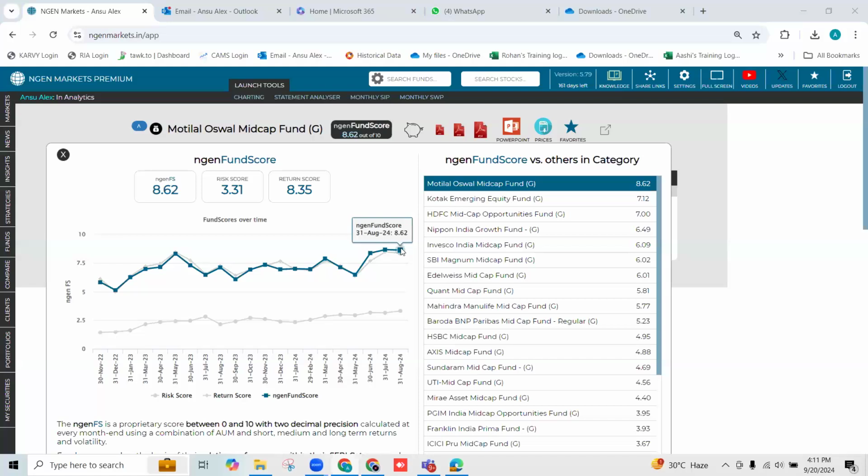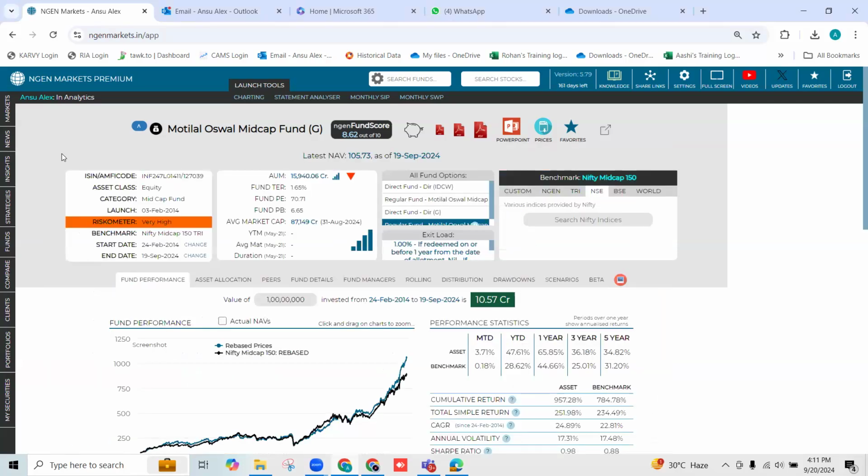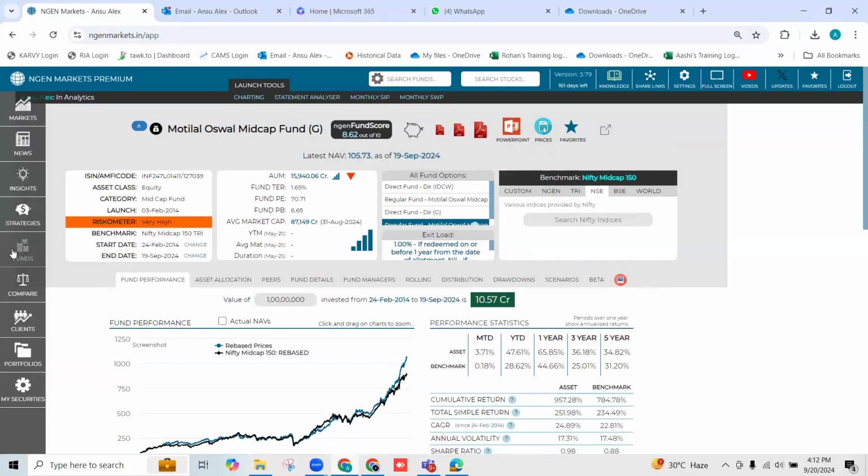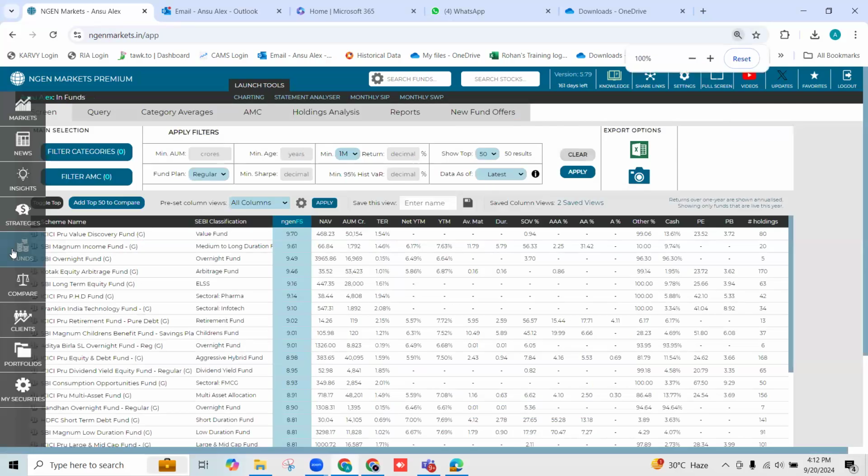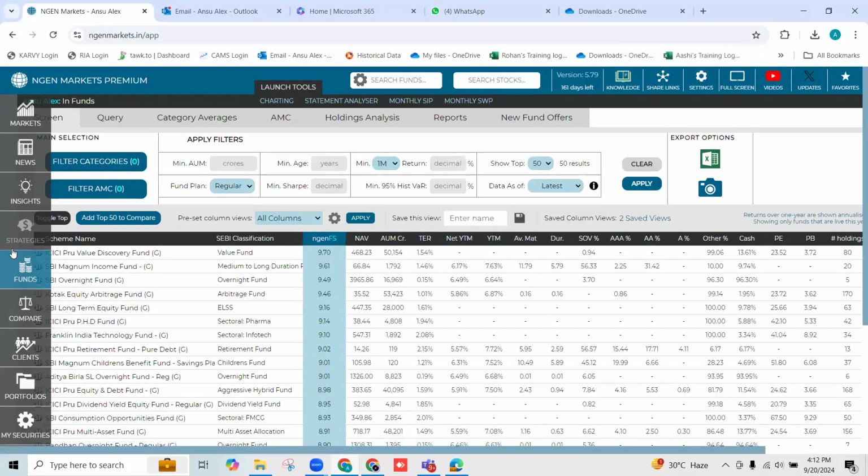So here you could see the latest fund score that is there. If you just require to see the previous fund score for each of these funds, you could anytime hover on this dark blue line chart and you could see the fund scores for each of these funds for their respective previous months. Now, since we have got an understanding on this fund score, let's go to the fund section, filter out certain funds based on specific parameters and create a portfolio out of it.